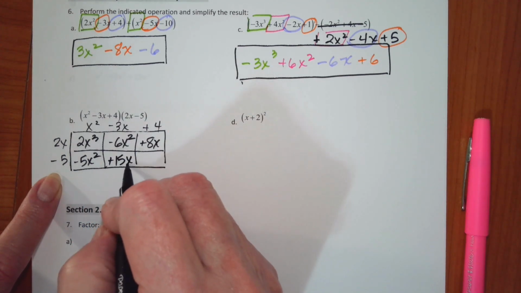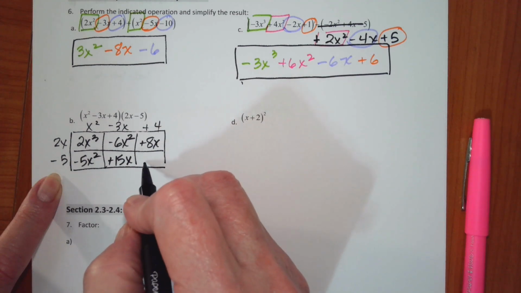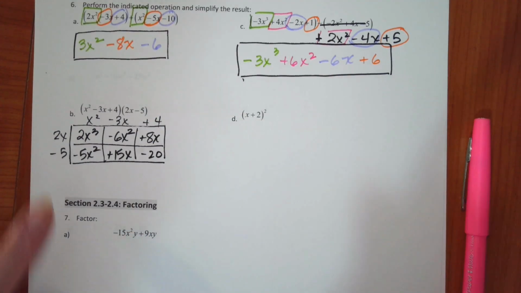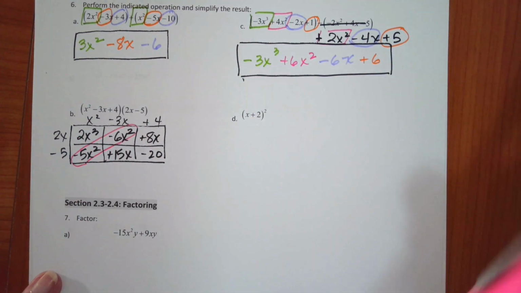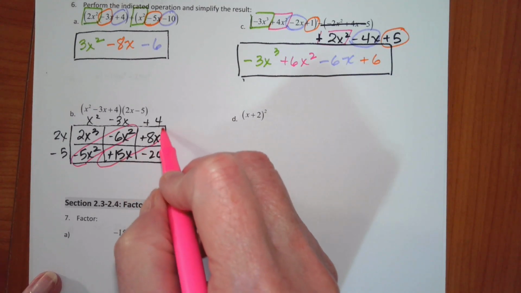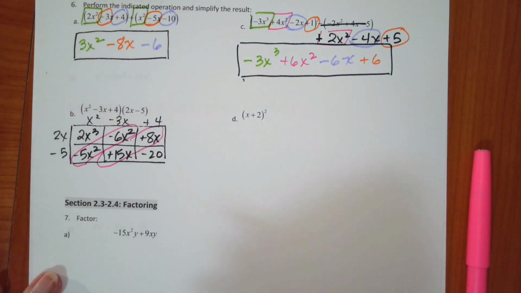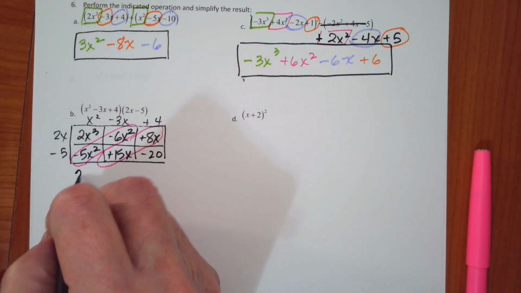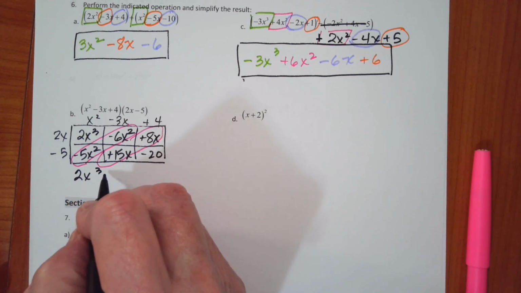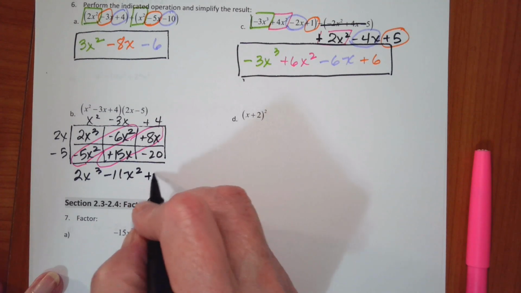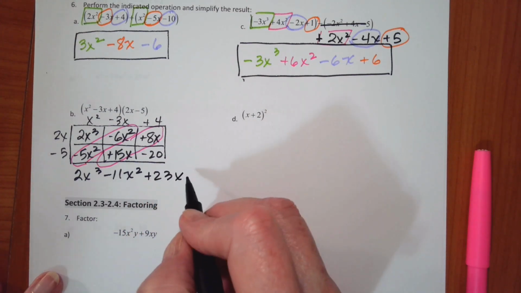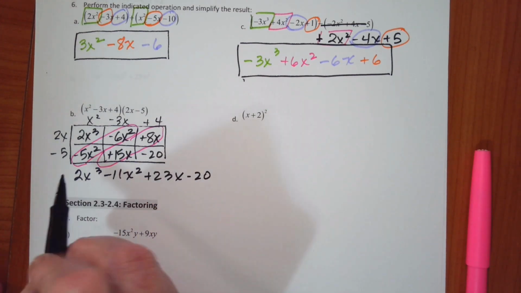plus 15x minus 20. And you will see if there are like terms to be combined, then they will be on the diagonal. So my answer becomes 2x to the third minus 11x to the second plus 23x minus 20.